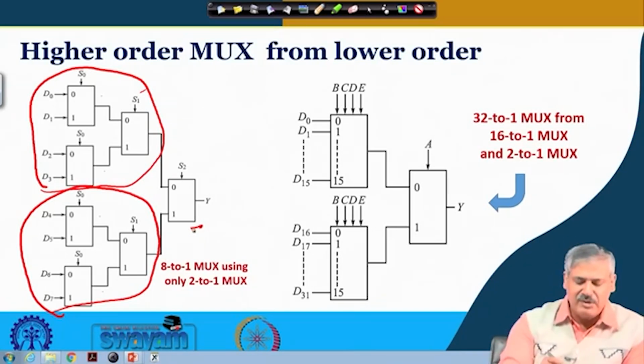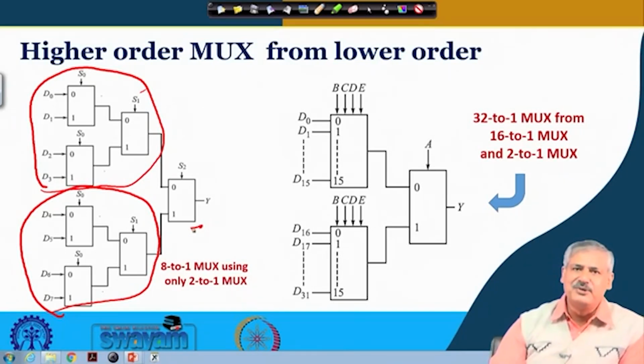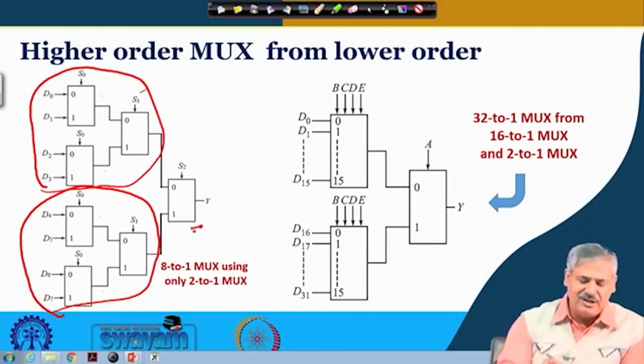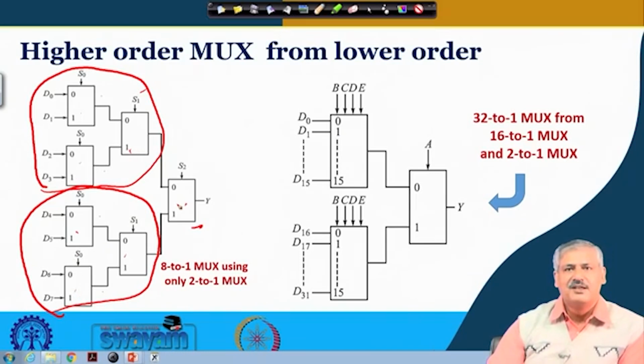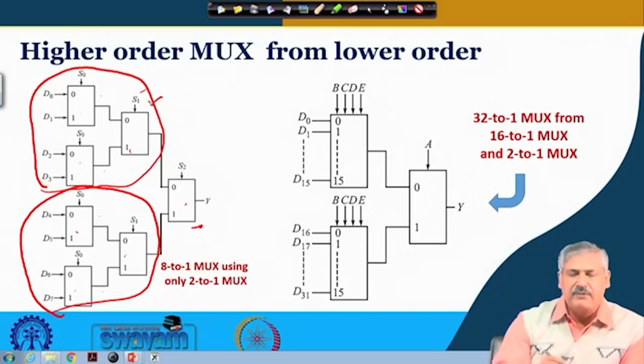So, ultimately how many 2 to 1 multiplexers can we use to get the 8 to 1 multiplexer? 1, 2, 3, 4, 5, 6, 7. So, with 7 2 to 1 multiplexers, we can get 1 8 to 1 multiplexer realized. Okay. So, this is one thing that we can take note of, that we can go up to that level. We can further break a 4 to 1 multiplexer into 2 to 1 multiplexers and realize it.